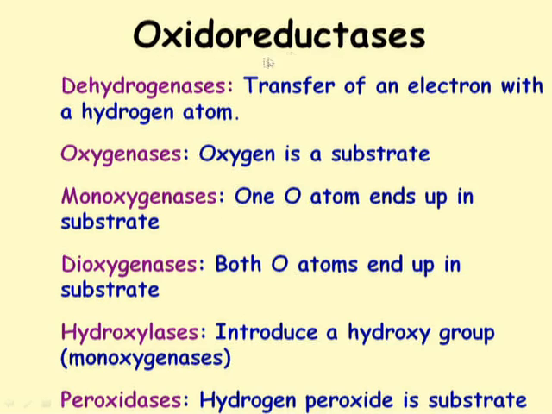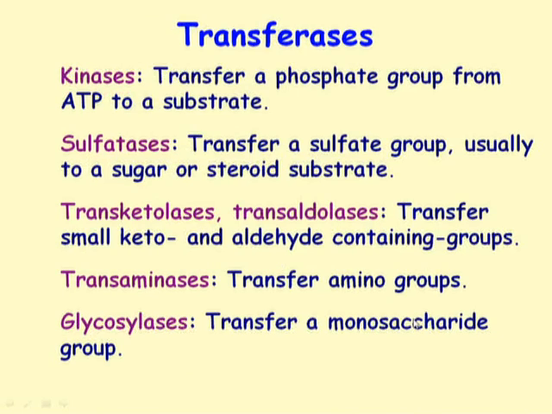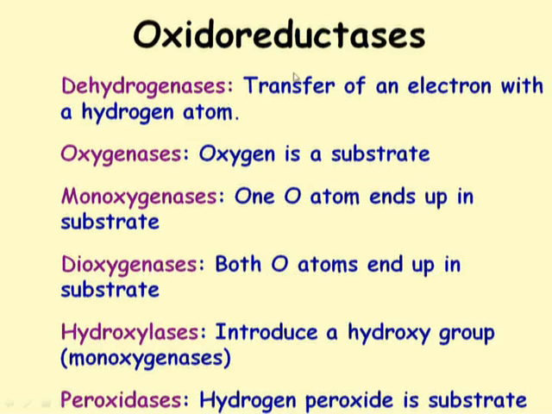Oxidoreductases can be broadly classified again into dehydrogenases, oxygenases, monooxygenases, dioxygenases, hydroxylases, peroxidases. So we see here that there are different ways in which an oxidoreduction type of reaction can be carried out: directly with oxygen as a substrate, or with the transfer of an electron, or introducing a hydroxy group, and so on. So the second digit of the EC classification system is based on these further differences between the oxidoreductases.